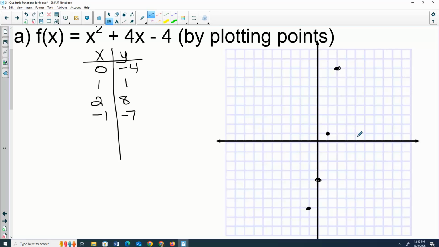Is that enough? No, we know it should be a parabola. I'm not seeing a parabola yet. Let's put in negative 2. So I would get 4 minus 8 minus 4. So negative. Still not really enough. So if I put in a negative 3, I get 9 minus 12 minus 4, which is negative 7. Is that enough?